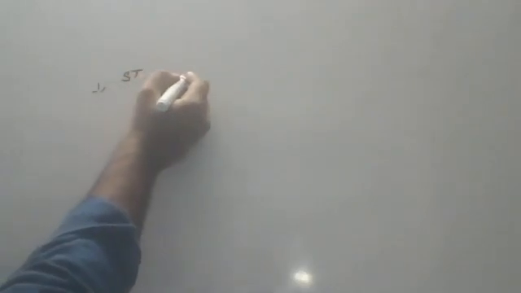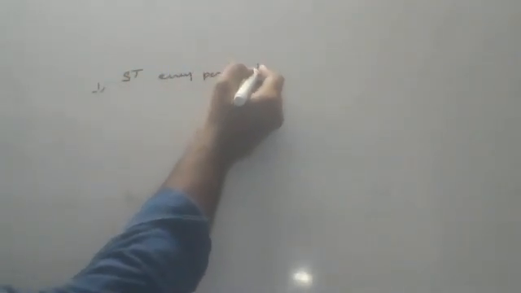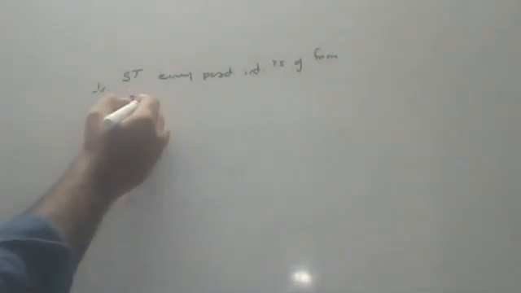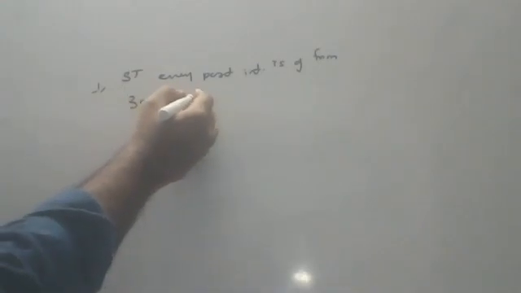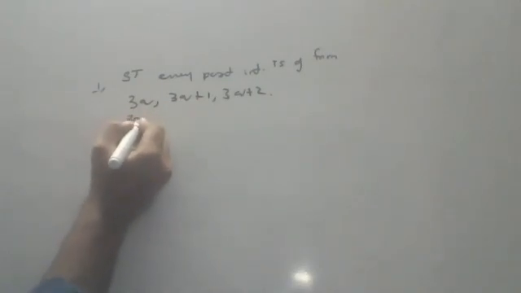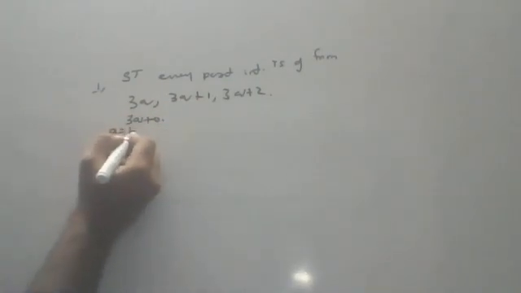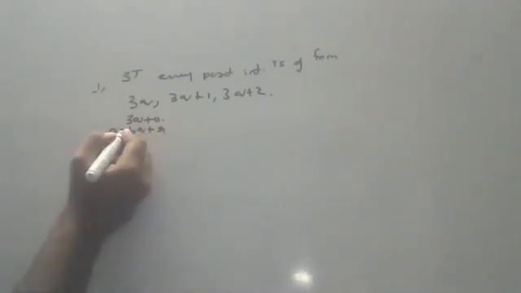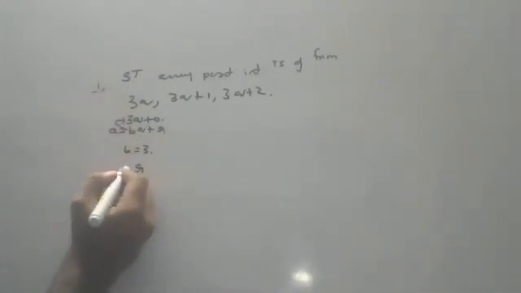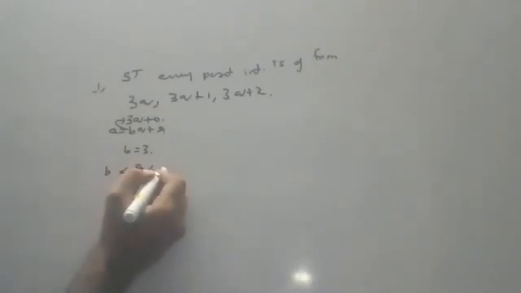Show that every positive integer is of the form 3q, 3q plus 1, 3q plus 2. Okay, children, in this question, everywhere 3 is there. 3q means 3q plus 0, children. So this is in the form of A is equal to BQ plus R. In place of B, who is there, children? 3.